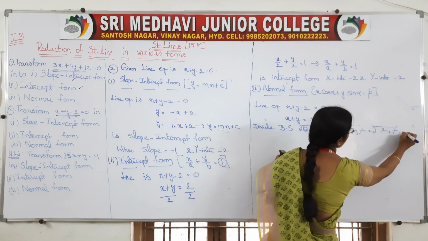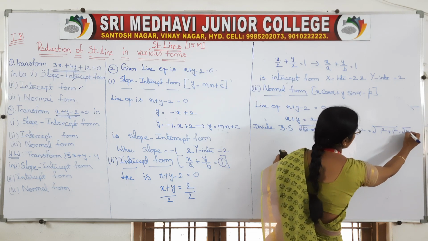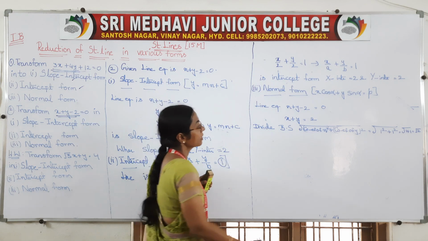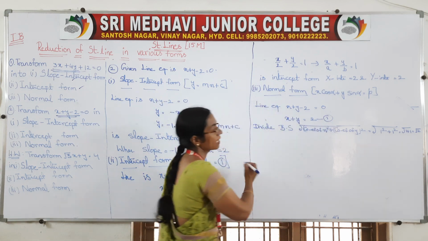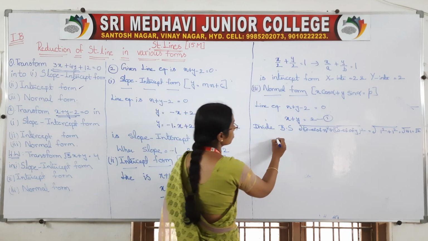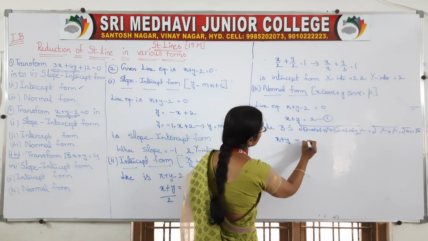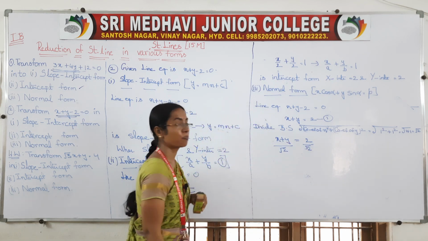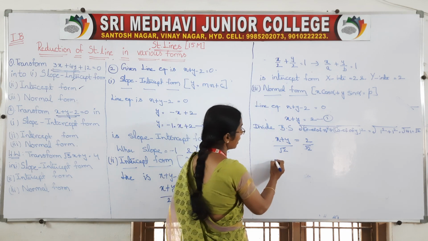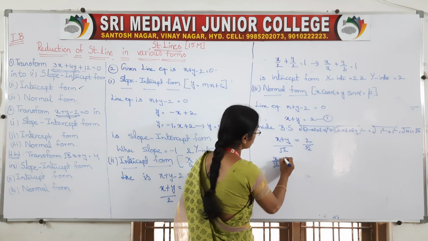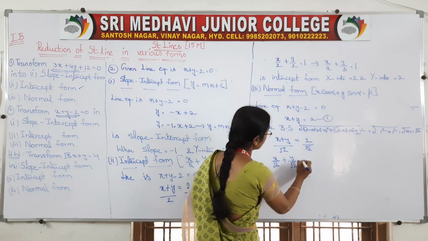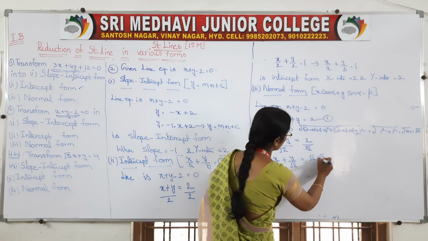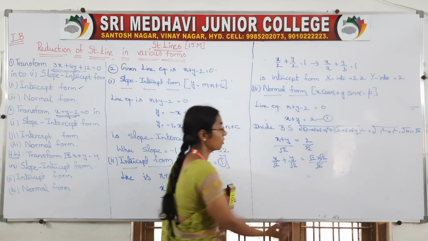So 1 square is equal to, 1 plus 1 is equal to root 2. So we have to divide both sides with root 2. So x plus y is equal to 2 by root 2. Writing separately, we can write this as x by root 2 plus y by root 2 is equal to 2, which can be written as root 2 into root 2, so that we can cancel one root 2.